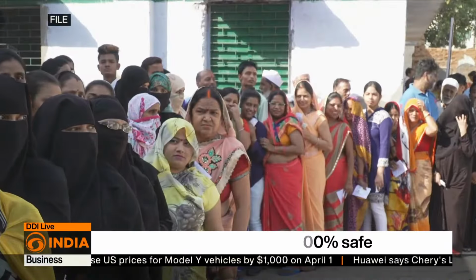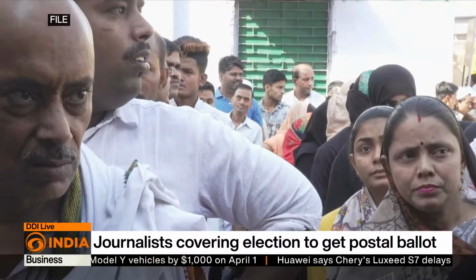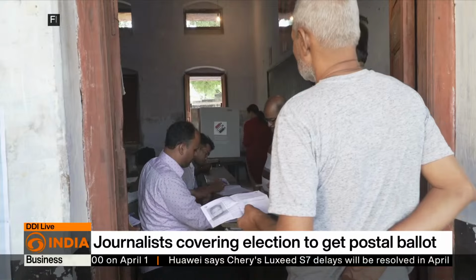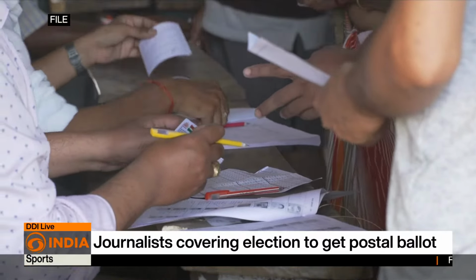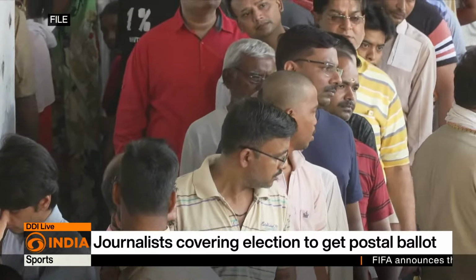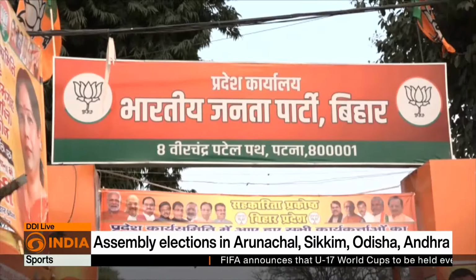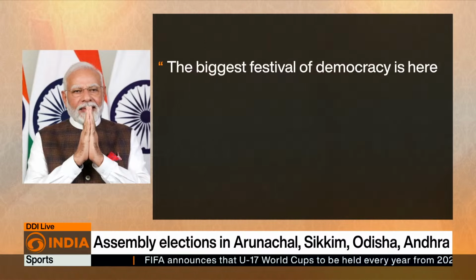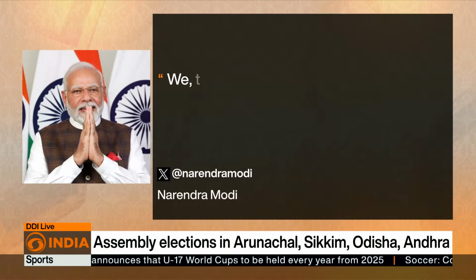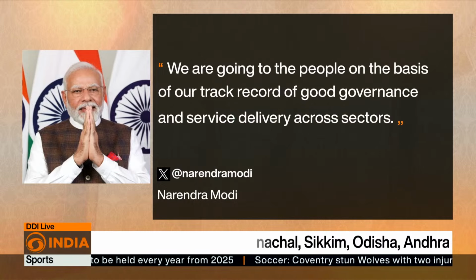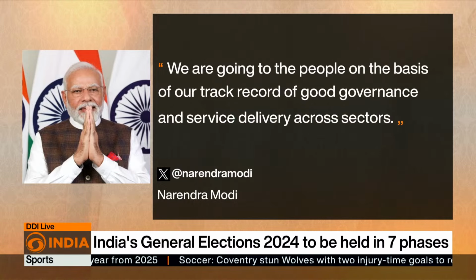In addition, assembly elections in Arunachal Pradesh, Sikkim and Andhra Pradesh will unfold on April 19 and May 13, while Odisha will witness polling in 4 phases from May 13 to June 1st. After this announcement, political parties have welcomed the schedule. India's Prime Minister Narendra Modi said that the BJP NDA are fully prepared for elections and they are going to the people on the basis of their track record of good governance and service delivery across sectors.